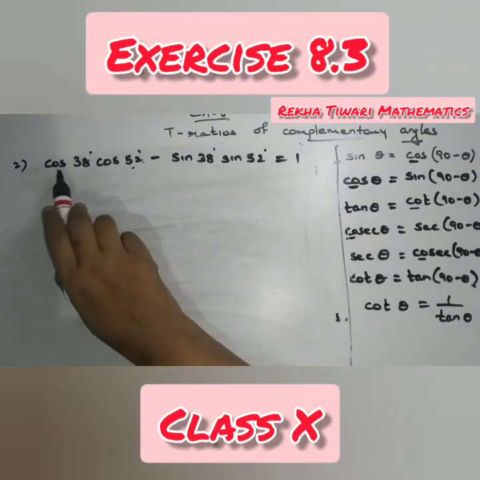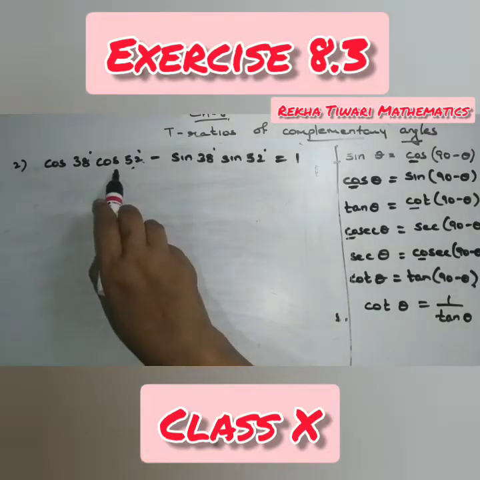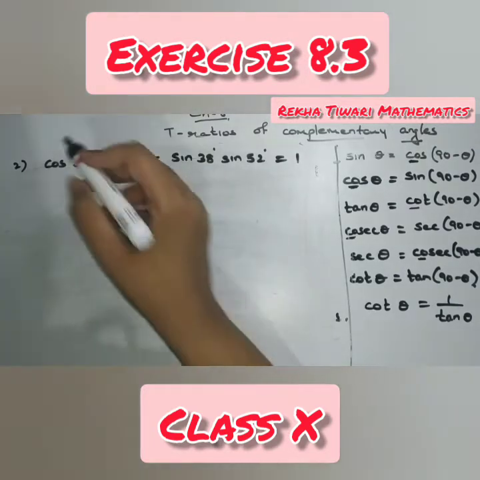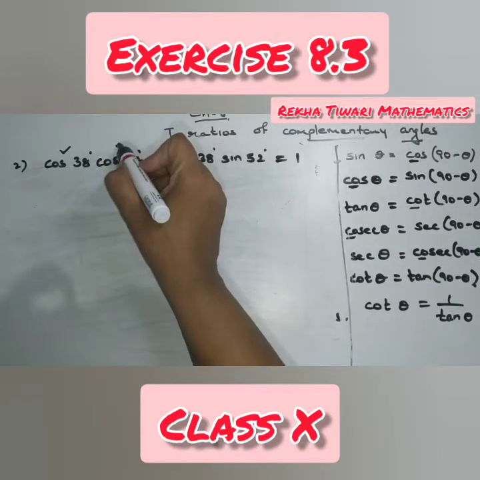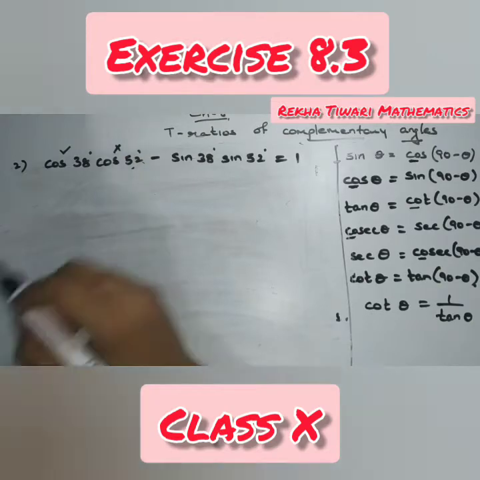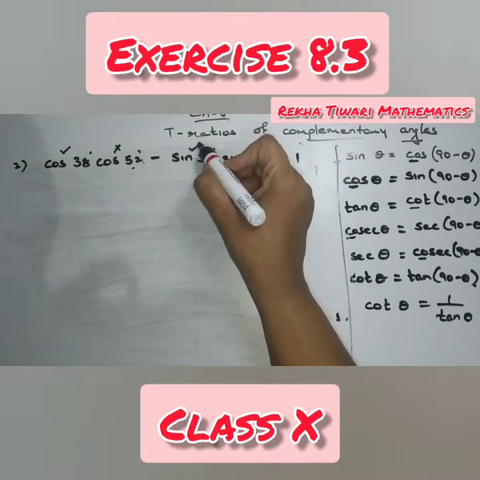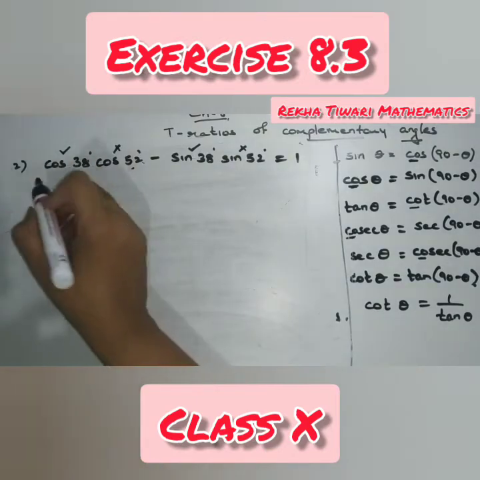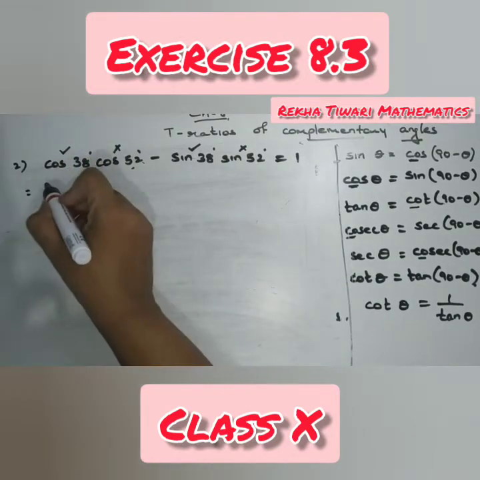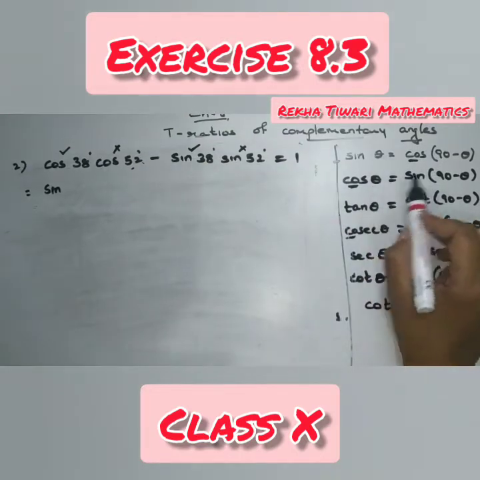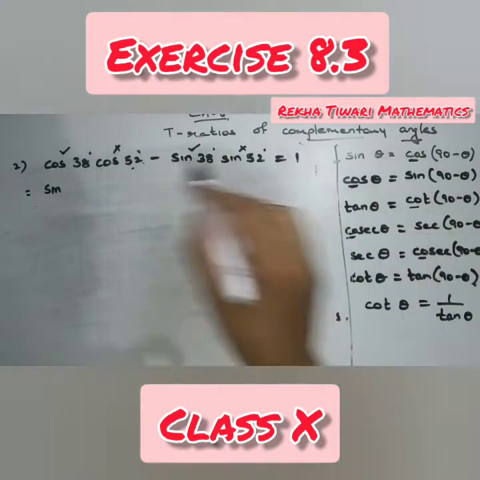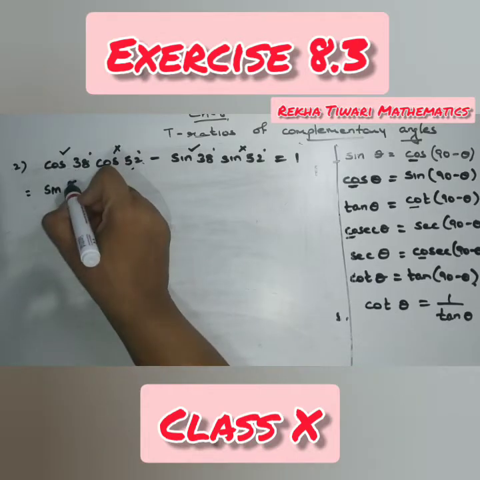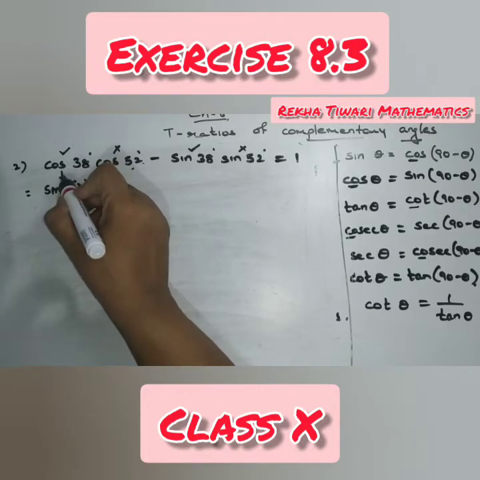So change one, leave the rest. Similarly here 38 and 52 are complement. Change one, leave the rest. So let me change this thing. I am not going to change this part. If I change this part, I am not going to change sin 52. So let us change cos 38. Cos 38 becomes, what is cos theta? Cos theta is sin 90 minus theta. So 90 minus 38, what is 90 minus 38? This is 52 degree. So these two are same.